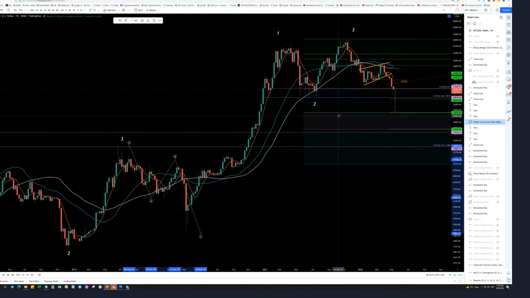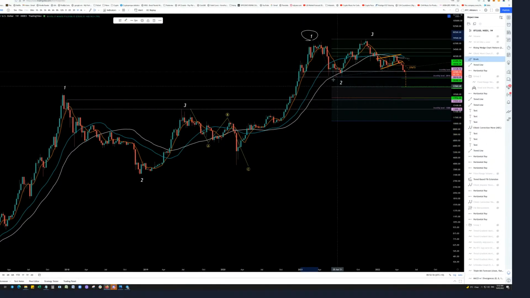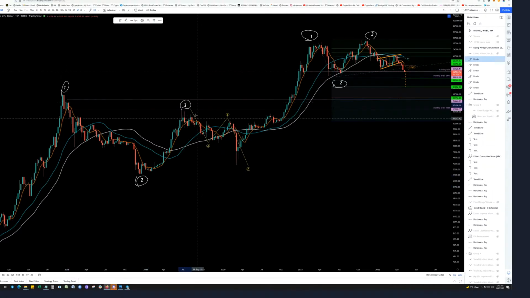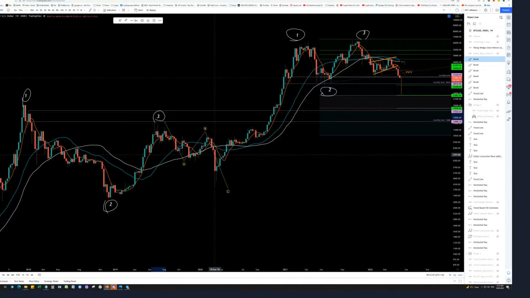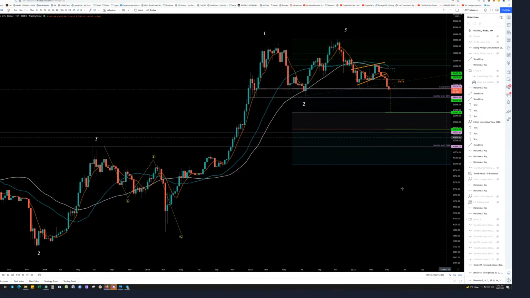Similarly, we have our up thrust, we've got our 1, we have our 2, and our 3, very similar to this. And what we're seeing is this ABC correction. Now the ABC correction is very difficult to find out exactly how deep it will go. So by looking at this ABC correction, we're going to have a few levels.